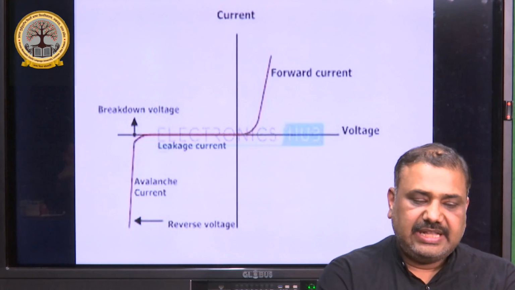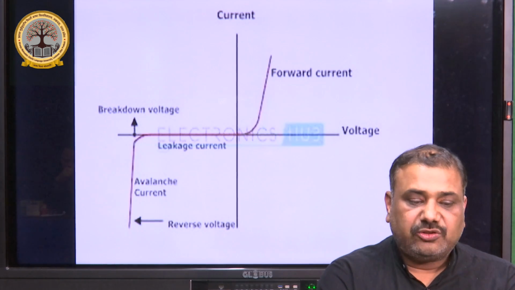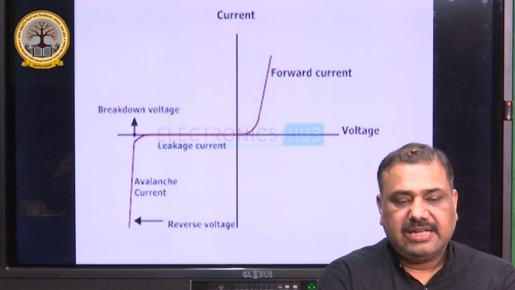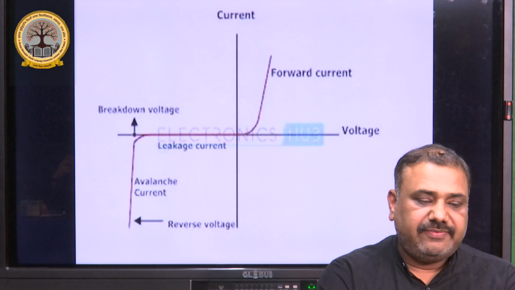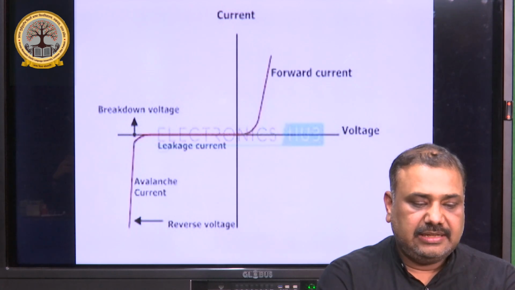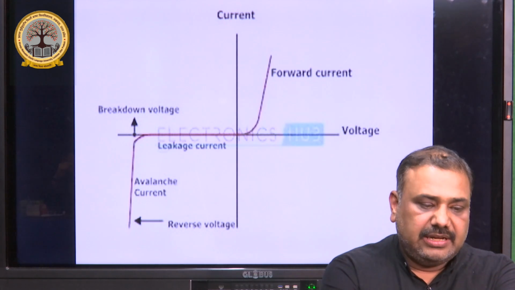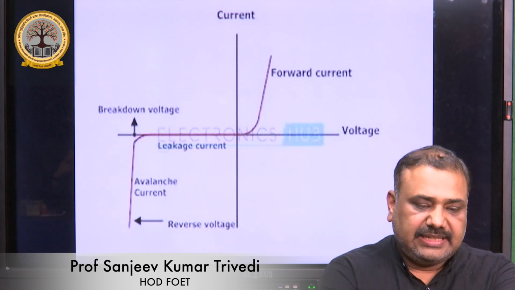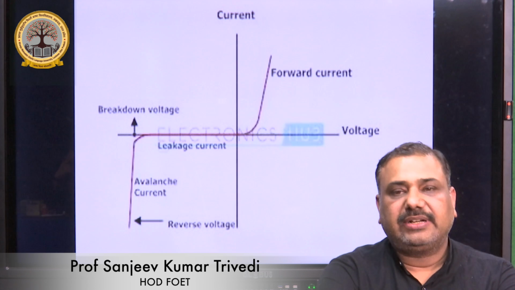With the help of the figure, you can see the voltage varying from place to place, in which the breakdown region, breakdown voltage, leakage current, avalanche current, reverse voltage, and forward current voltage have been defined. You can see from where the current is cut off after a particular point. You can see a breakdown region, a breakdown voltage, and after that there is an increase in the voltage, shown in the upward direction, that is the forward current.